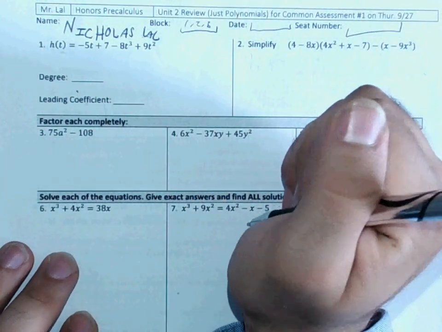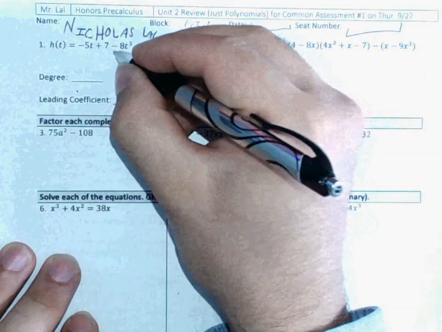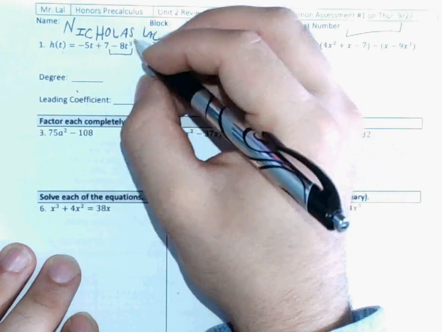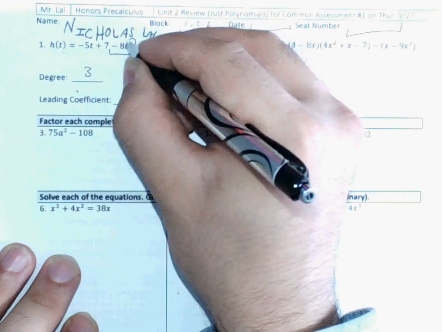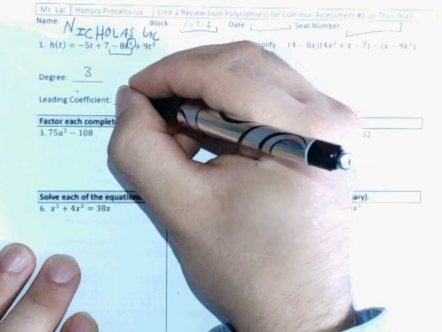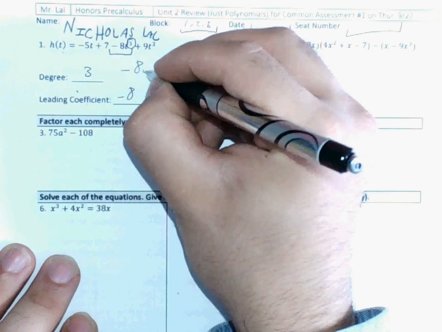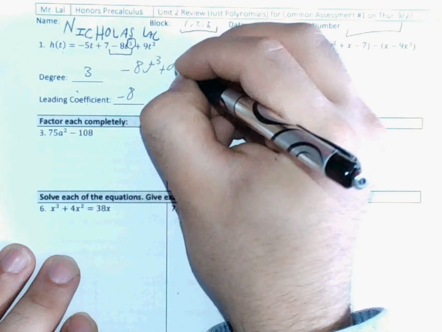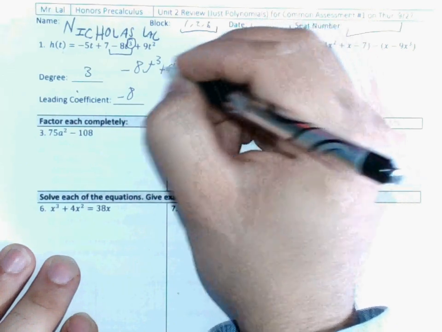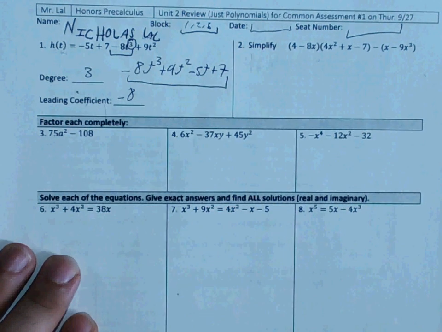Now we're going to go to 1 where you just need to find the degree and the leading coefficient. So here the highest degree is our t cubed term. So our degree is 3 because that 3 is the highest value, and the leading coefficient is -8. So if we wanted to, we could rewrite this polynomial as -8 t cubed plus 9t squared minus 5t plus 7. Alright? Now, that's problem 1.